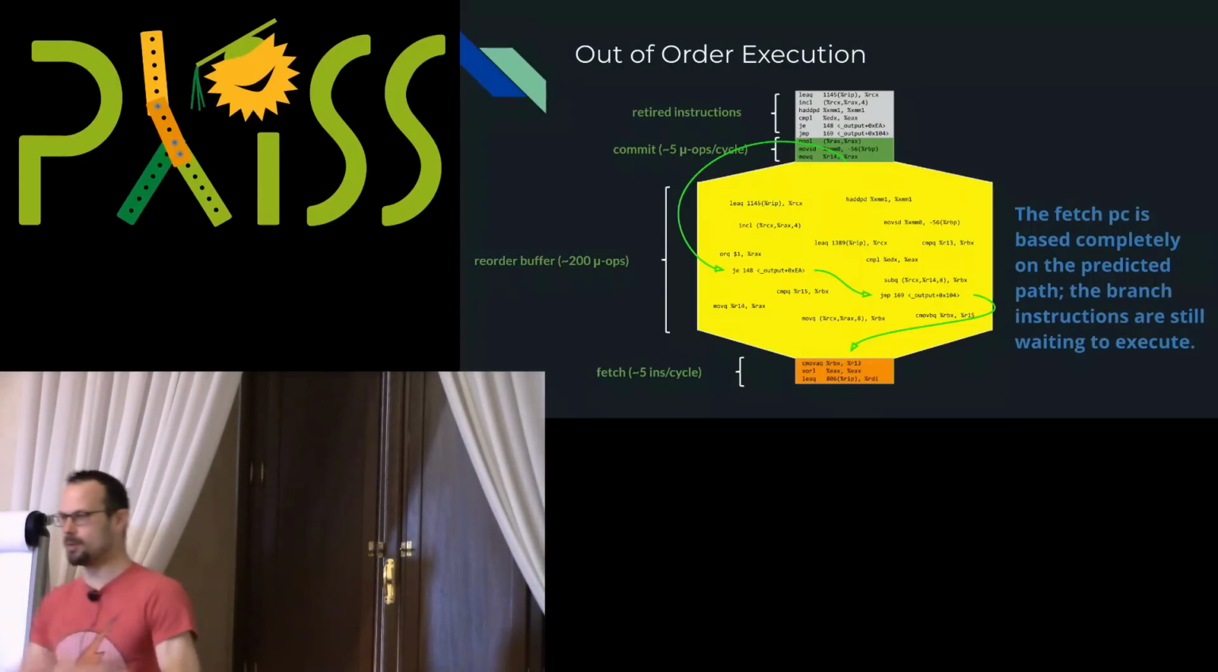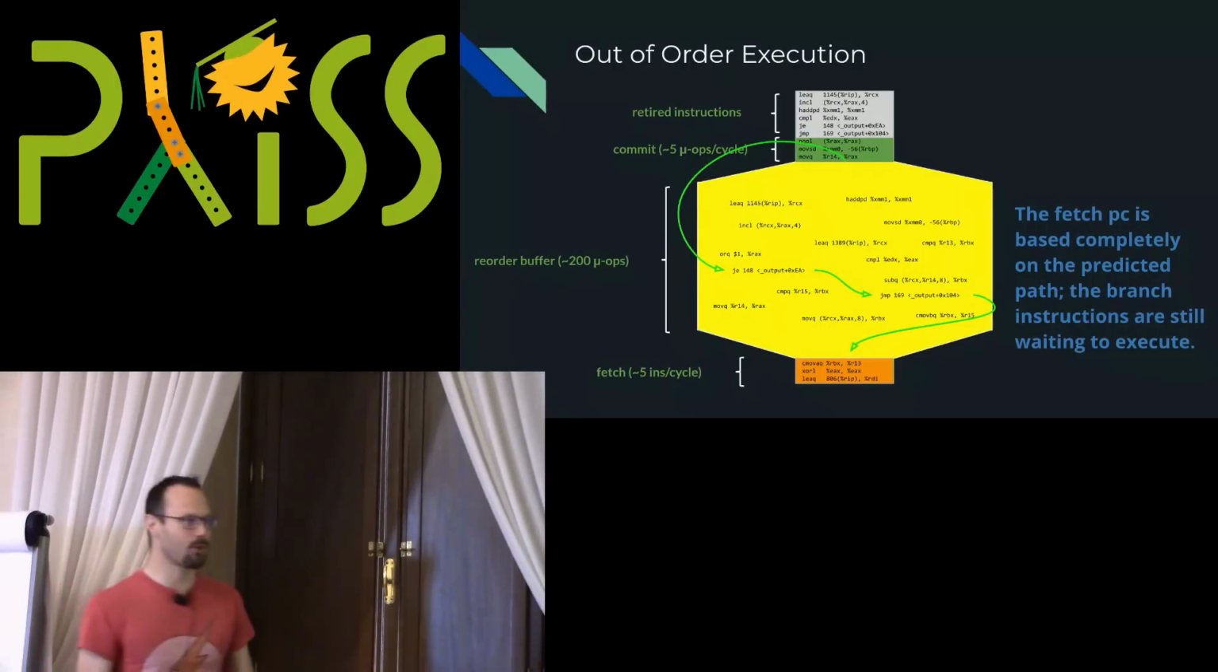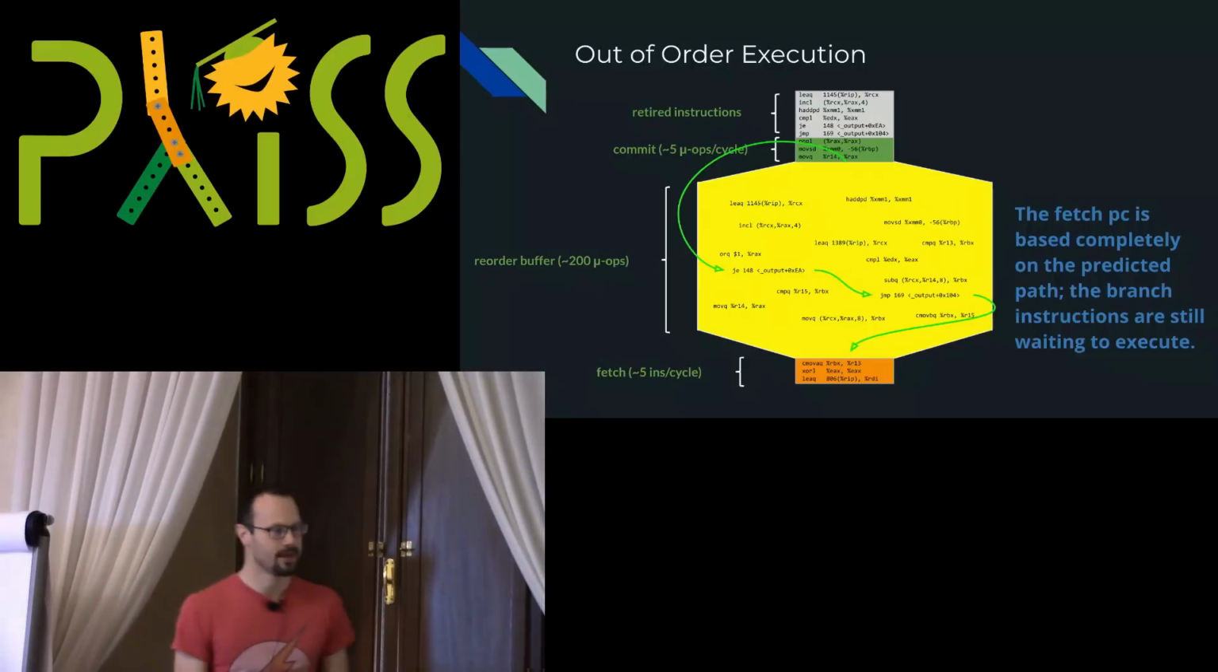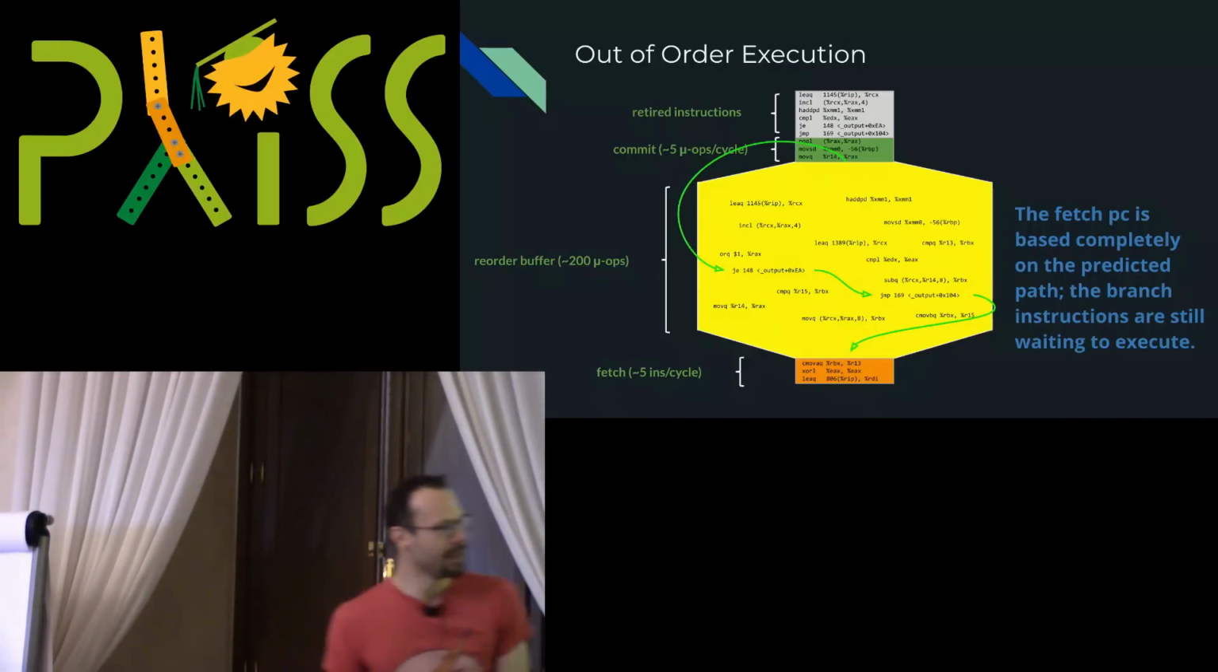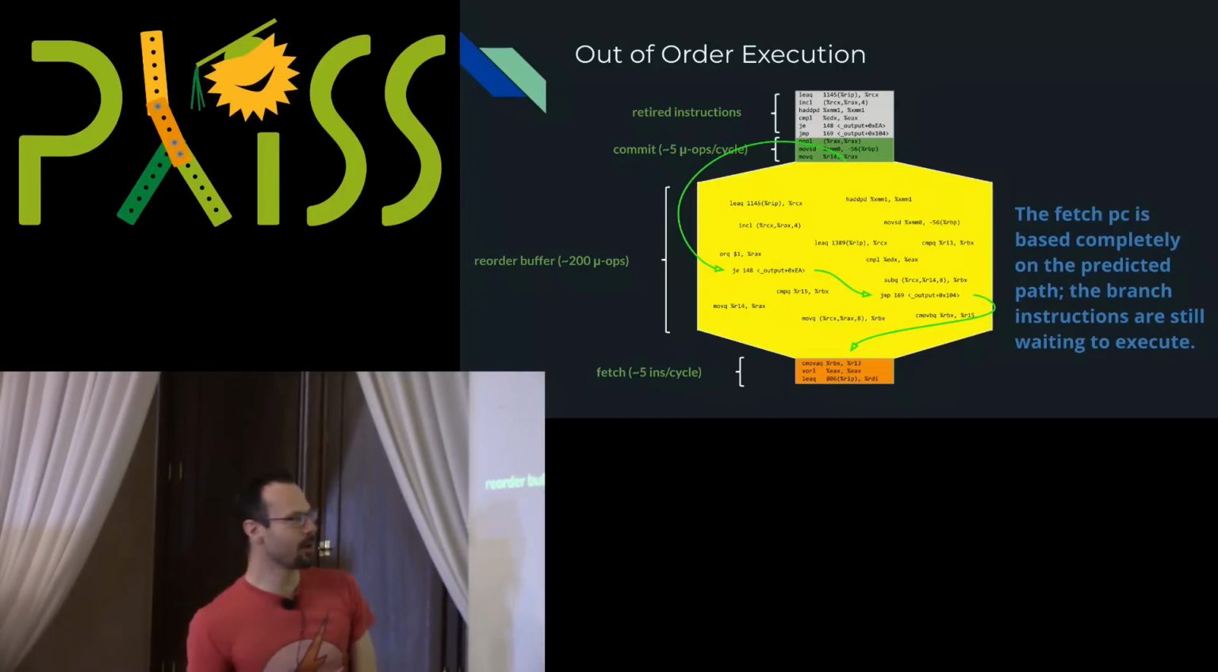So this is my beautiful conception of how out-of-order execution works in a processor. This giant hexagon of death in the middle is the reorder buffer.